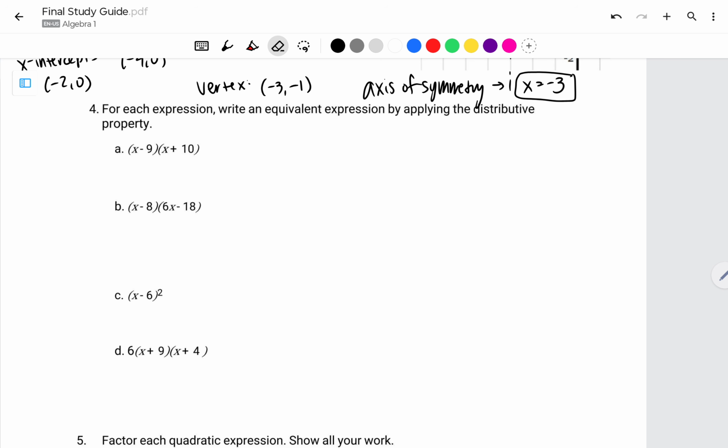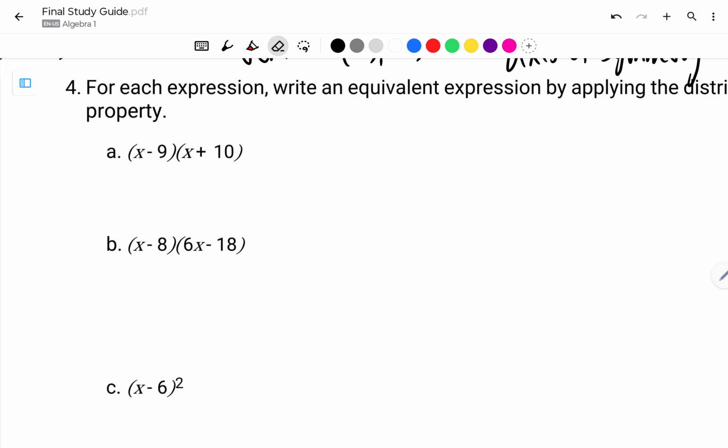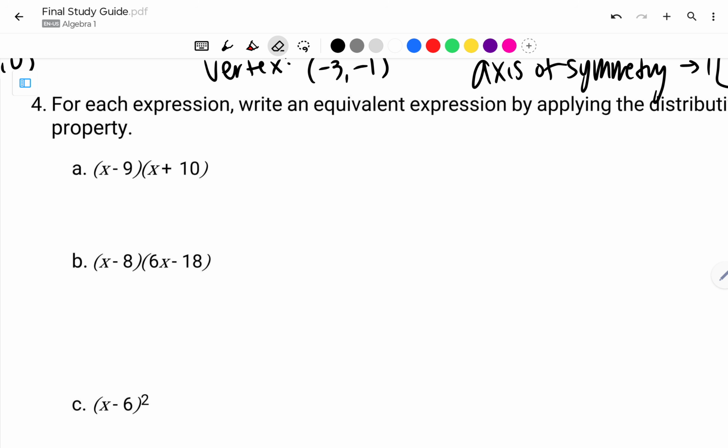Okay, for each expression, write an equivalent expression by applying the distributive property. Okay, we've done this in many different ways. We've done the area model. We've done the FOIL model. I'm not going to show you both methods in each problem. I'm just going to show you one method at a time. I'm going to do the FOIL model first.